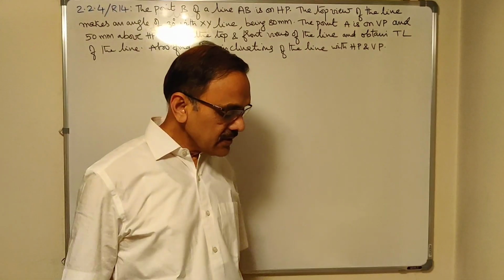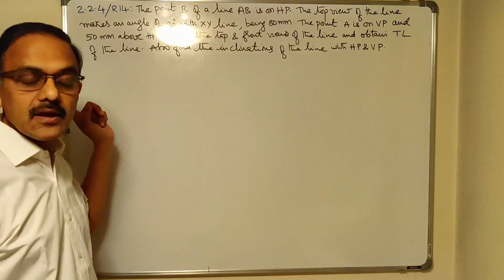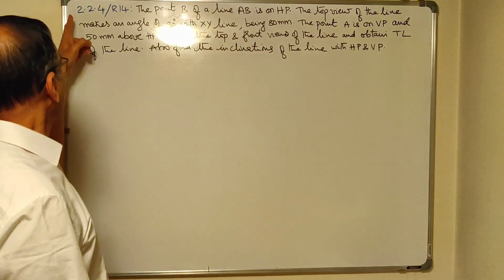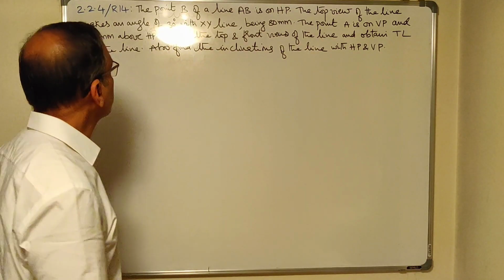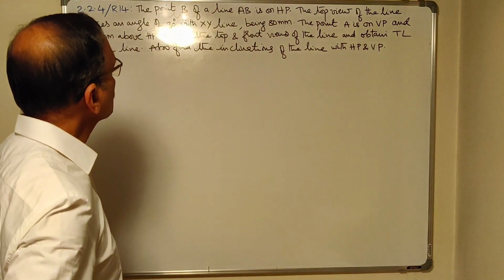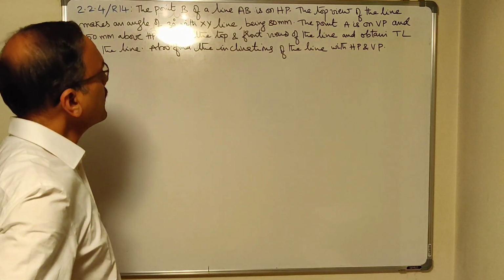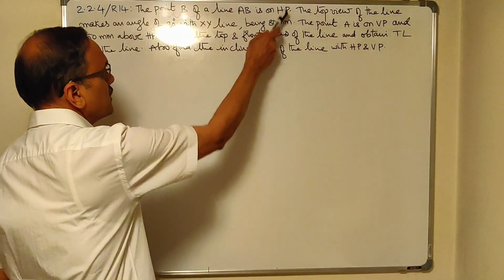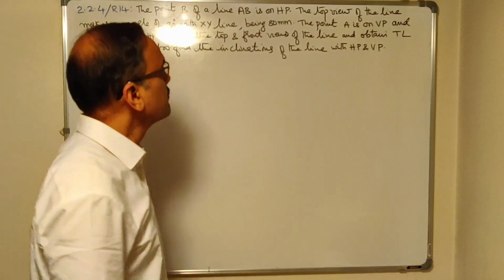Okay, let us see what is this problem. This is problem number 4, in fact, in drawing number 4. As per the question bank, it is 2.2.4. The reference number from the VT primer is 14. Let me read out the problem for you. There is a point B of line AB which is on HP. So B is on HP. In other words, B dash should lie on XY.